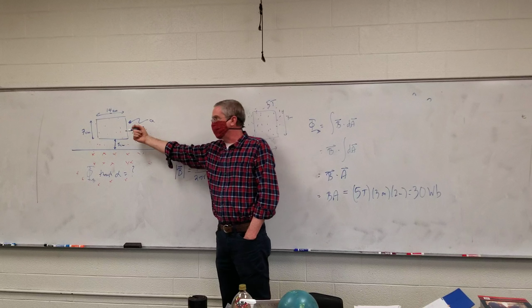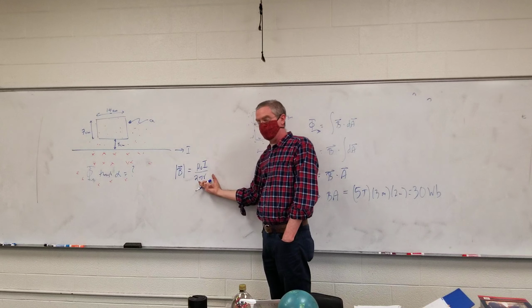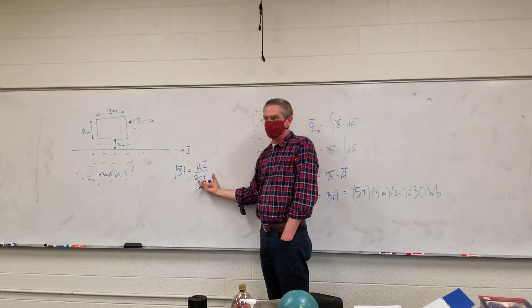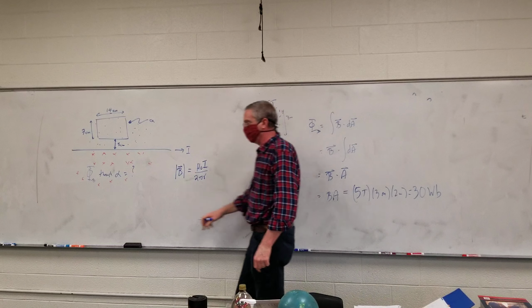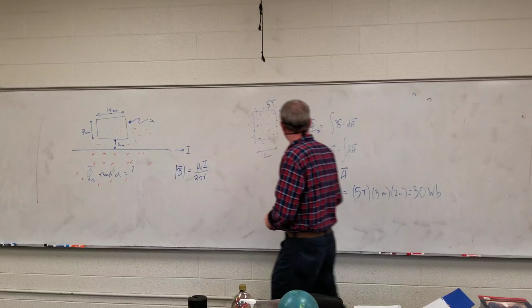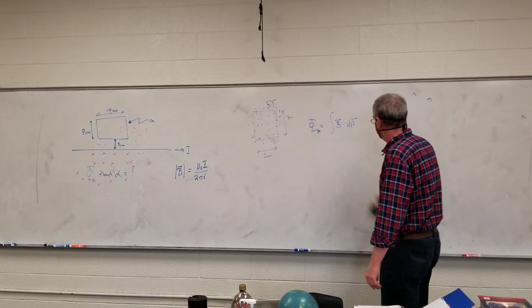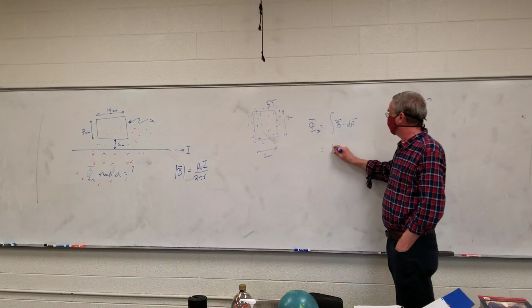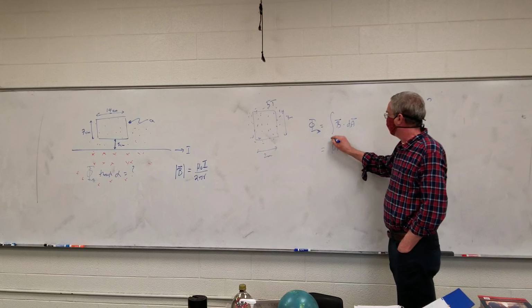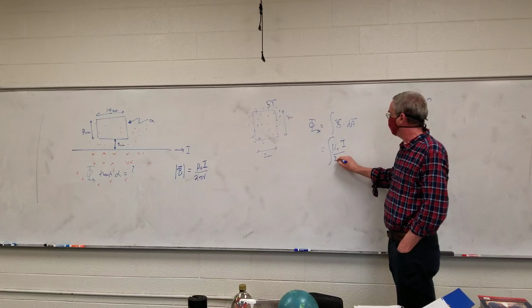So we know the direction is out, and we know the strength of the magnetic field from what we're considering an infinitely long wire. So we'll just come back over here and erase the parts that don't apply. That still holds. So this is mu naught I over 2 pi r.